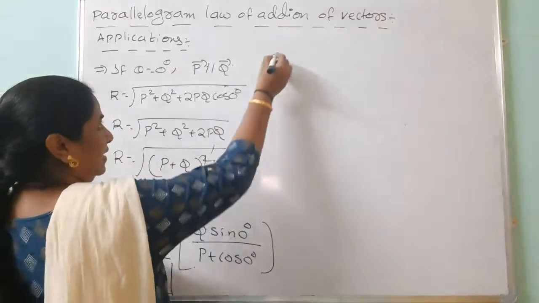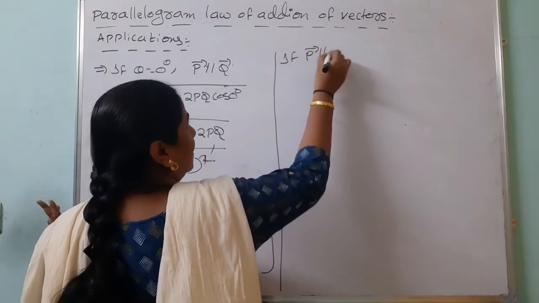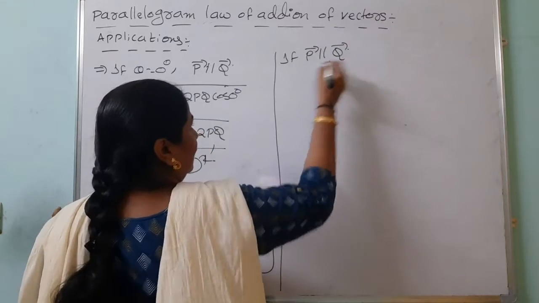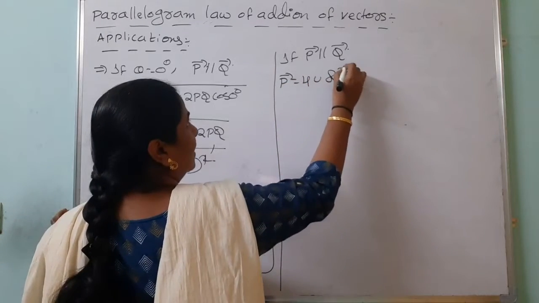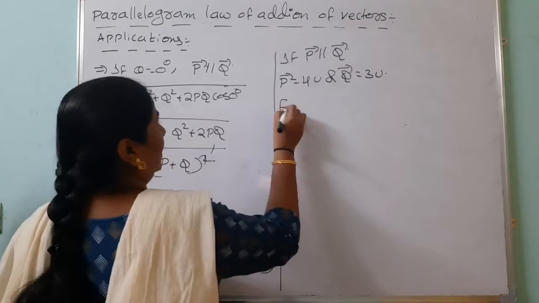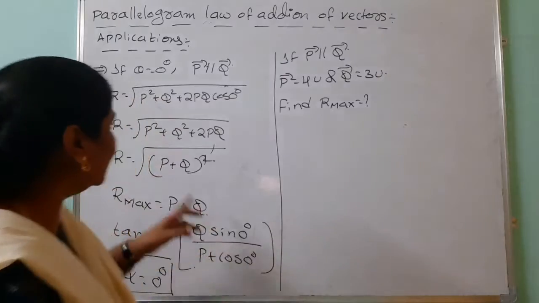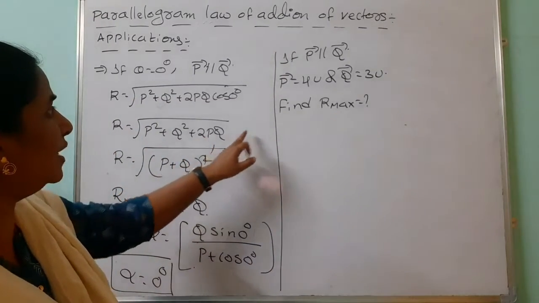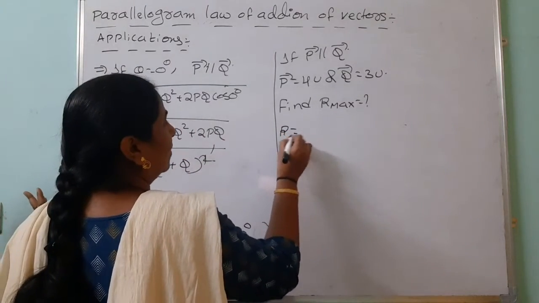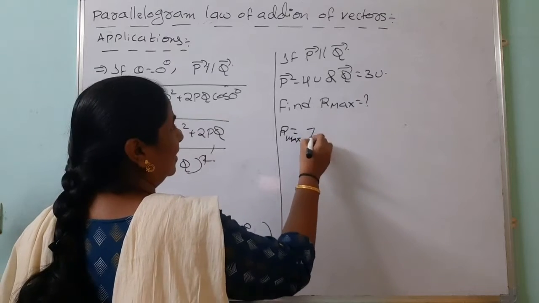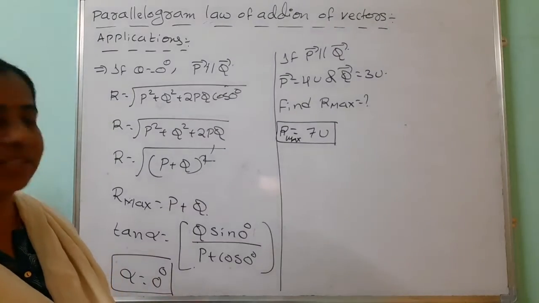We do one example based on this. Look here. If P bar is parallel to Q bar, with P bar equal to 4 units and Q bar equal to 3 units, find R maximum. There is no need of substituting 4 square, 3 square plus 2PQ cos 0. R maximum means we directly add these two, and you get 7 units. No need of doing anything. We get alpha equals 0 degrees.